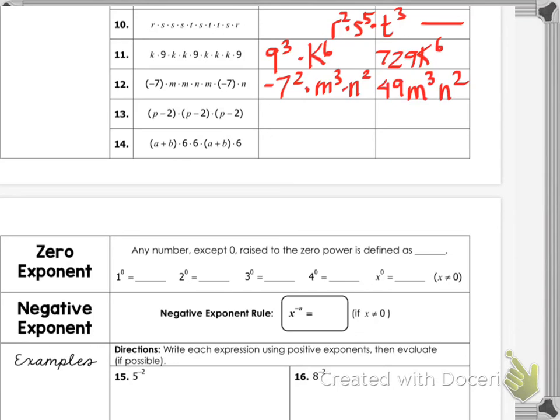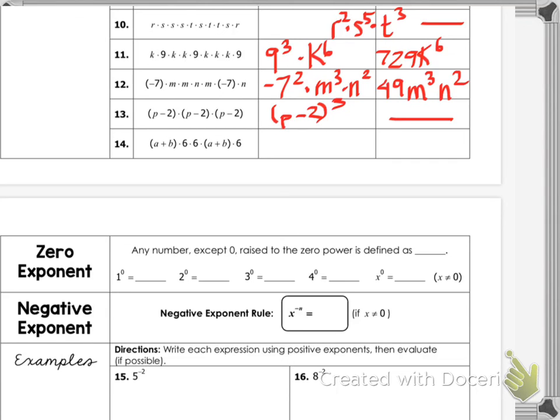Just looking forward. All right, as we look at the next one, we have p minus 2 times p minus 2 times p minus 2. How many times do we see this binomial or this expression being multiplied? 3 times. So we can write p minus 2, or the difference of p and 2, raised to the 3rd power. Can we put a value there? No, because we need some numbers to fully evaluate.